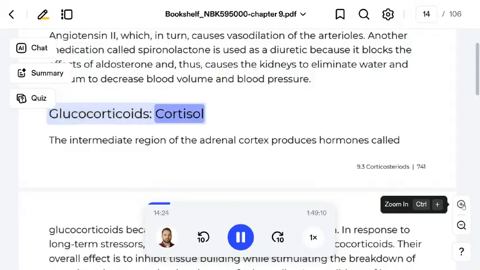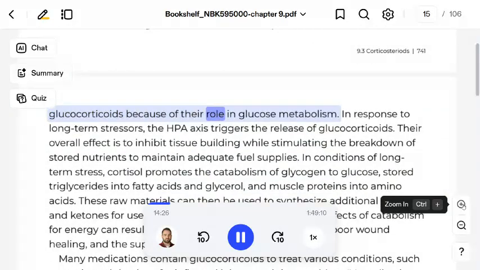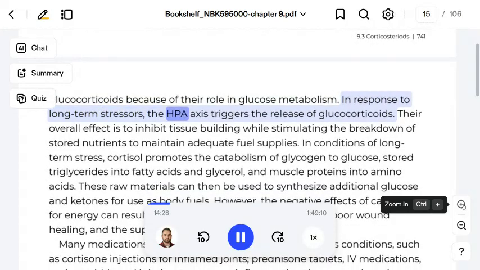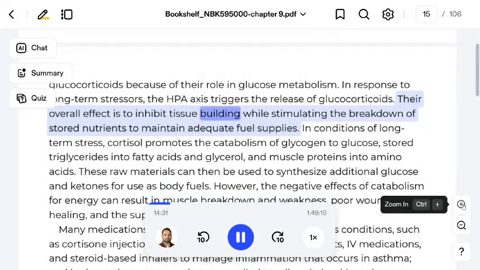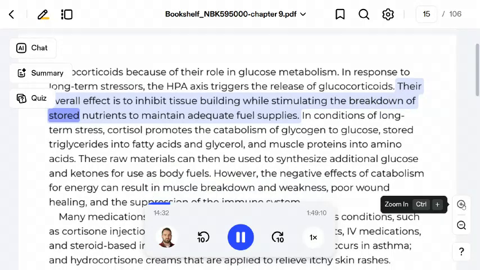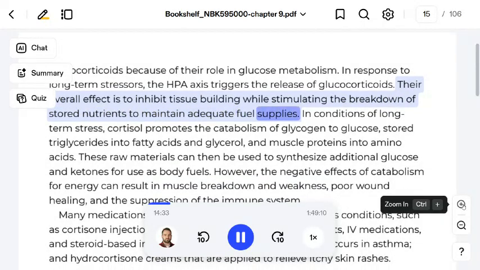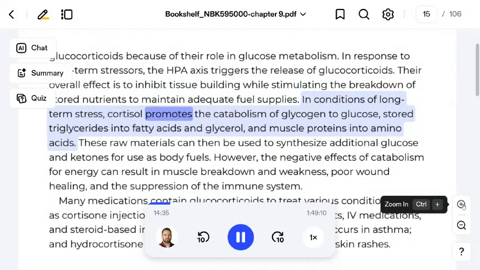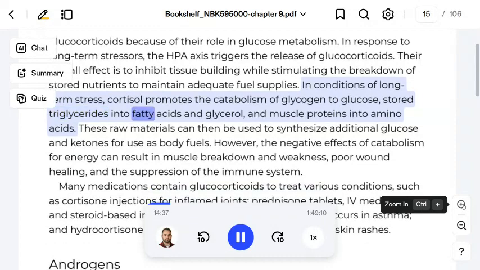Glucocorticoids: cortisol. Glucocorticoids are named because of their role in glucose metabolism. In response to long-term stressors, the HPA axis triggers the release of glucocorticoids. Their overall effect is to inhibit tissue building while stimulating the breakdown of stored nutrients to maintain adequate fuel supplies. In conditions of long-term stress, cortisol promotes the catabolism of glycogen to glucose, stored triglycerides into fatty acids and glycerol, and muscle proteins into amino acids.